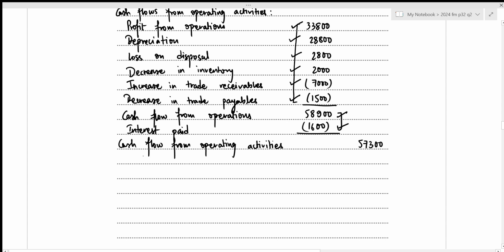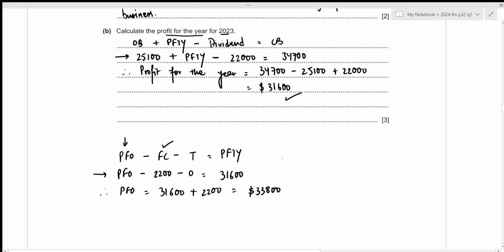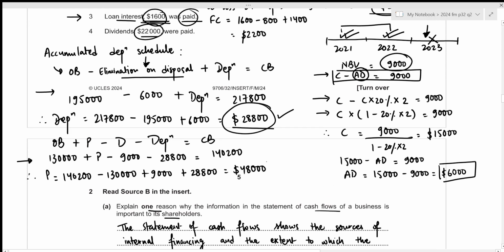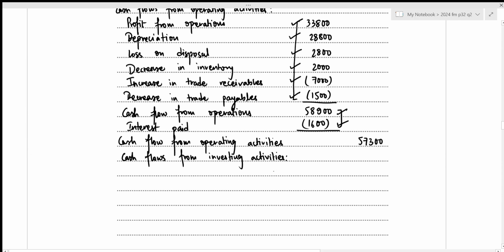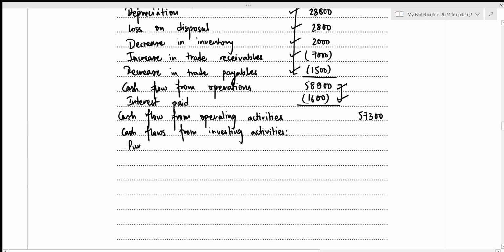Now we can move towards cash flows from investing activities. And in this section, we only include the purchase as well as sales of non-current asset. So we've already calculated the purchase value of equipment, that is 48,000. And remember, while purchasing, we need to pay cash. So this will act as our cash outflow, which means that we need to subtract it. Let's write it down. So we first have the purchase of equipment, for which we subtract the 48,000.